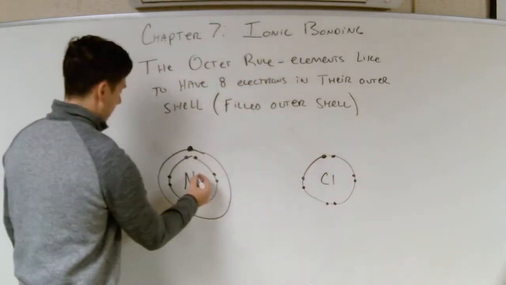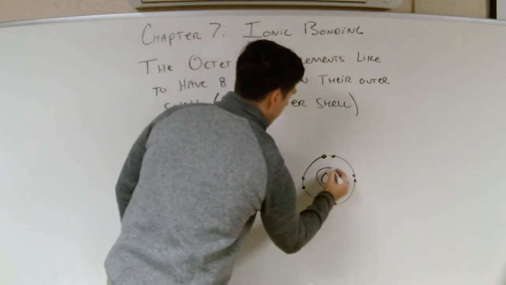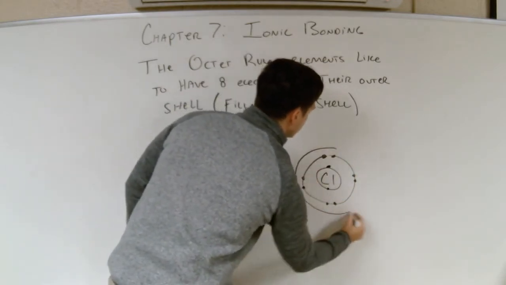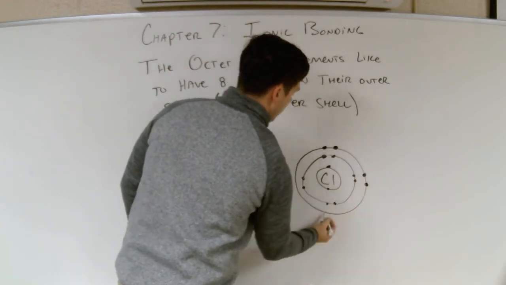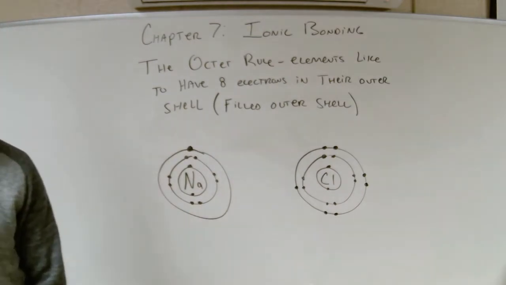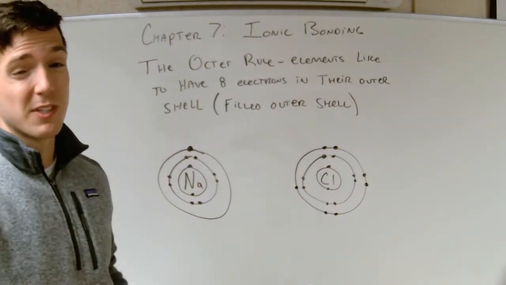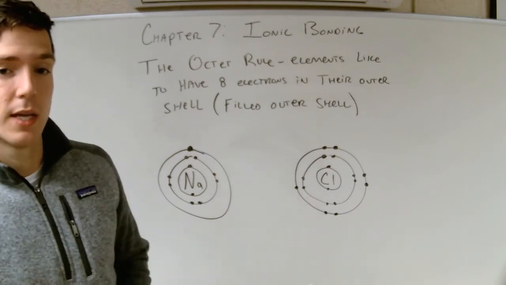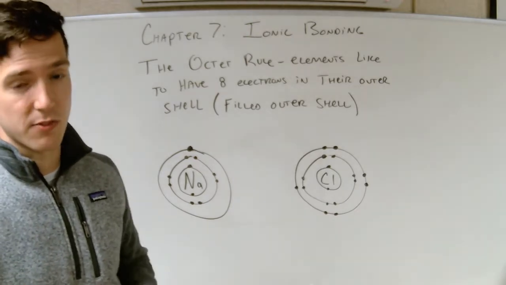Both of these also have an inner shell with 2 electrons to start out. But chlorine has 7 outer electrons. So chlorine really wants to attract an electron. Sodium wants to give up 1 because if it gives it up, then it has a filled outer shell. Chlorine really wants 1 because if it attracts 1, then it has a filled outer shell.